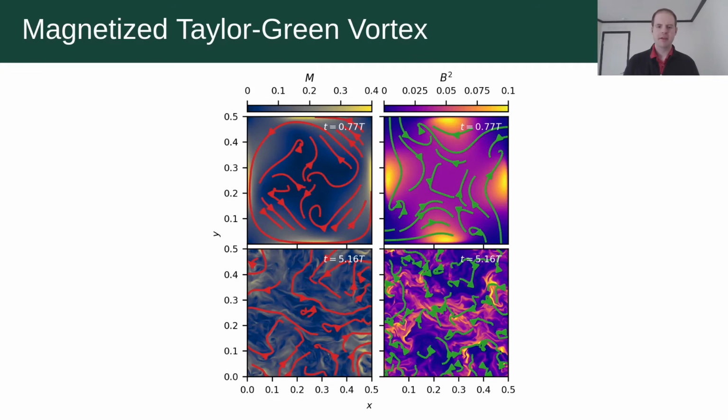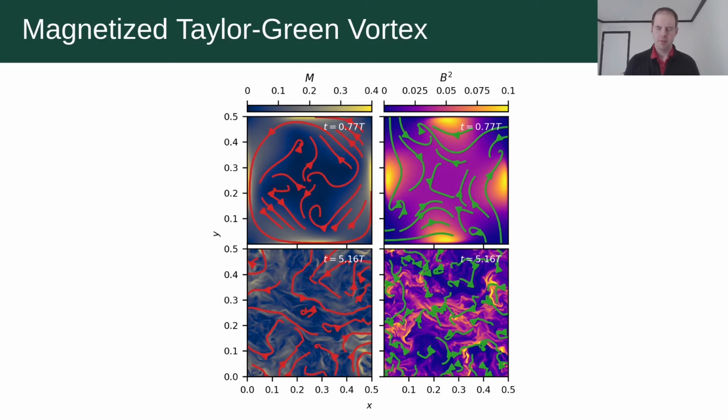To probe magnetized decaying turbulence, we simulated the magnetized Taylor-Green vortex, where an initial large-scale vortex decays into turbulence without an external driving force. Here we show the Mach number on the left and the magnetic pressure on the right after less than a dynamical time in one simulation and after 5 dynamical times in the same simulation. We explored the behavior of the turbulence using different initial Mach numbers and ratios of kinetic to magnetic energy.